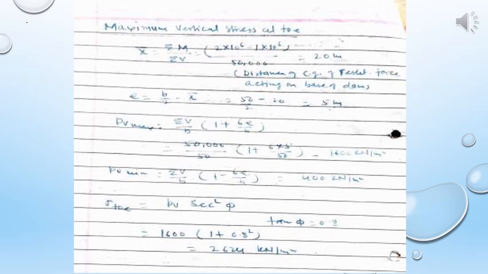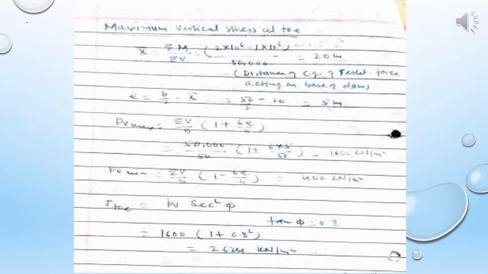In maximum, we use the positive sign, and in minimum, we use the negative sign. So, this is the P_B maximum is equal to summation of V upon B into 1 plus 6e by B. So, put the value of summation of V, B and e. So, that will come out the stresses at the heel, and also find out the stresses at the toe. Then find out sigma, this is the principal stress. So, this is the P_B sec square phi.